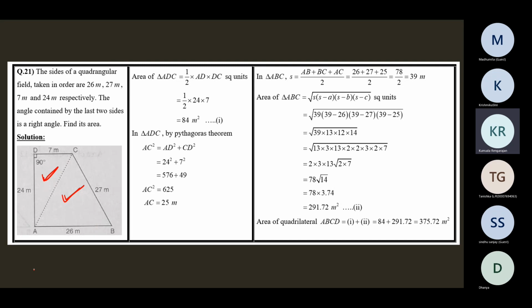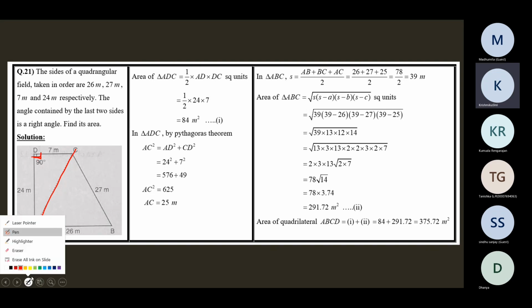Krishmika Shri, why should we not join the diagonal DB? Ma'am, because if we join the diagonal, it will disturb the right angle. Yeah, the right angle is disturbed. So you must connect the other diagonal, AC. Yes. By connecting AC, you're not disturbing the right angle. Yes, ma'am. Very good.